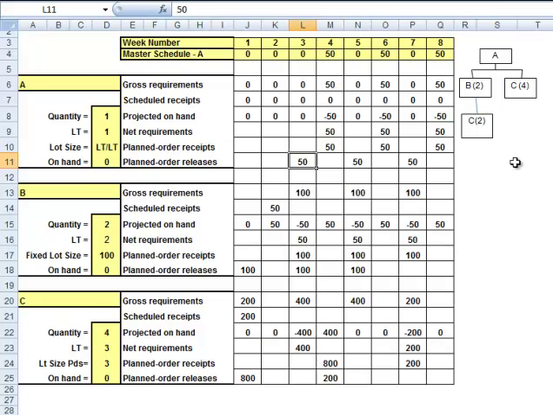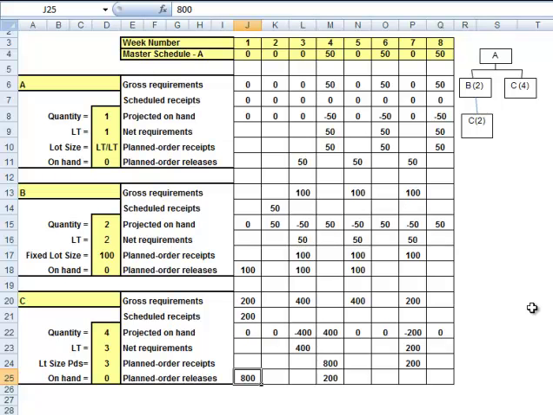Well, can you answer this question for me? If I need 400 C's in order to make these 50 A's, then why does my MRP plan say that I need 800? That's twice the amount that I need. How did that come about, that I need 800? Is there a mistake here? The answer is no, there's not a mistake. We follow the MRP algorithm perfectly.